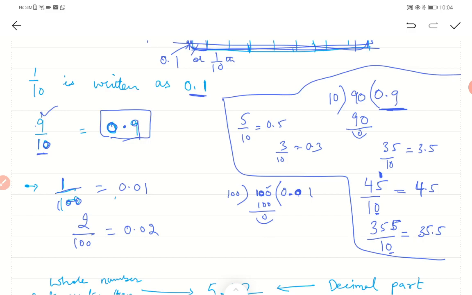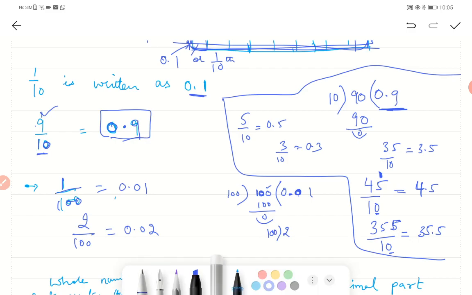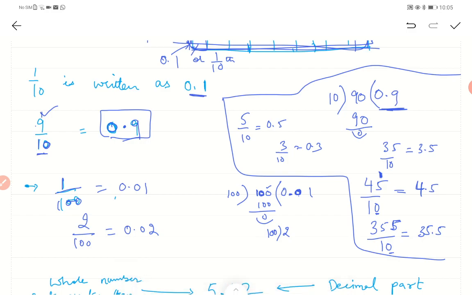You want me to show the division again? So 2 is divided by 100, okay, so since 2 is not there in the 100 table, I will place a point, and here it is 20. Again 20 is not there in the 100 table, so I will place one 0 here, and again here you can take 0 now. So 100 twos is 200. So my answer for 2 by 100 is 0.02.